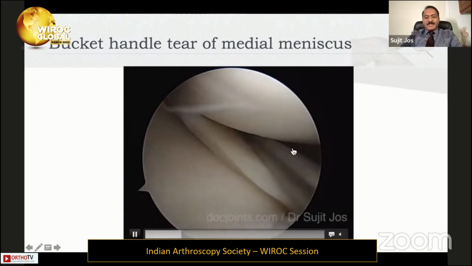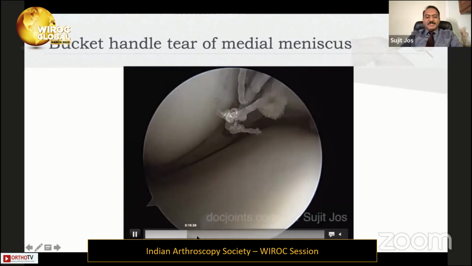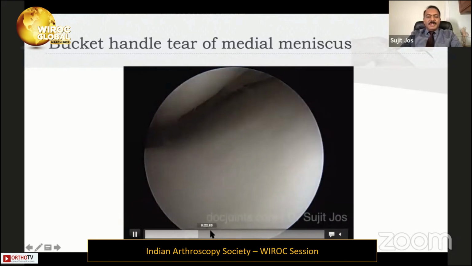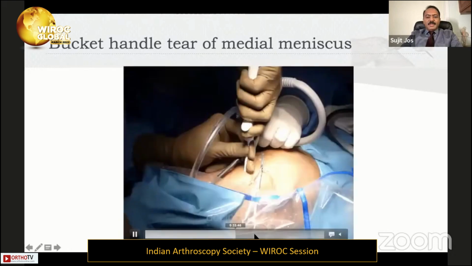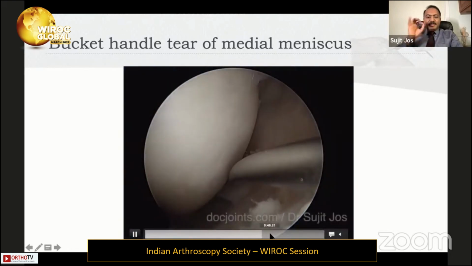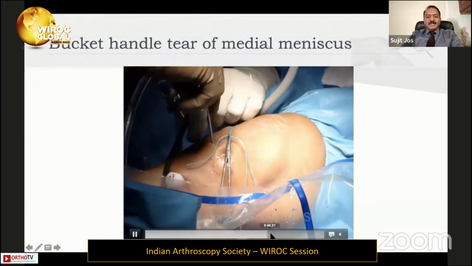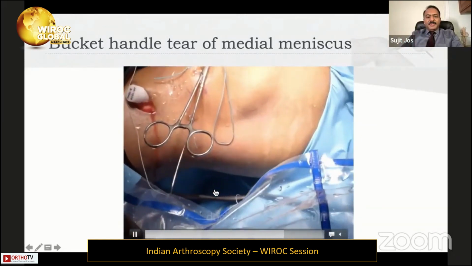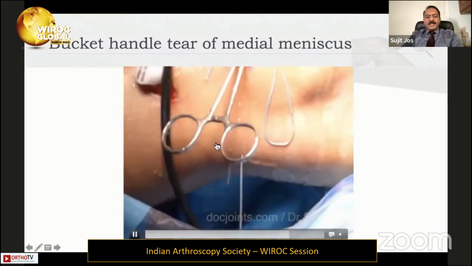You can see the vascularity in the edge. It was a young patient. It was done along with the ACL reconstruction. This was a posterior horn all-inside repair with an all-inside device, and the inside-out with the needles with loaded tape, for inside-out repair, and the knot is tied outside.